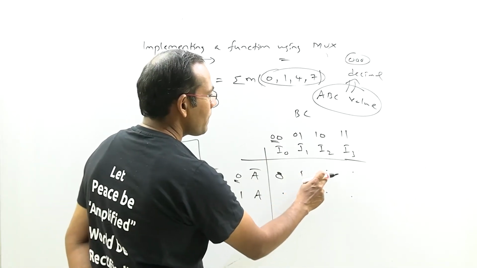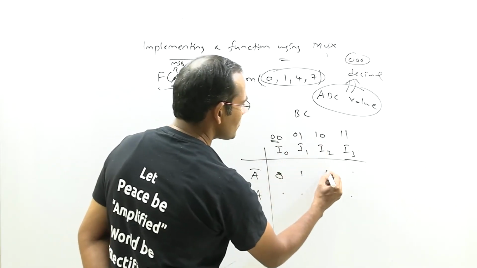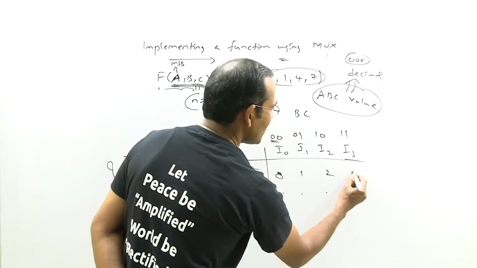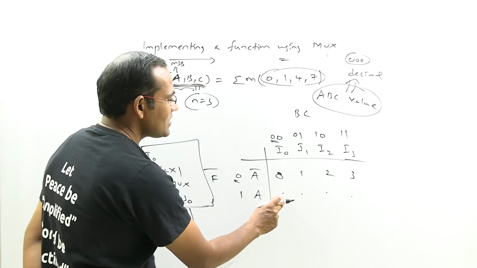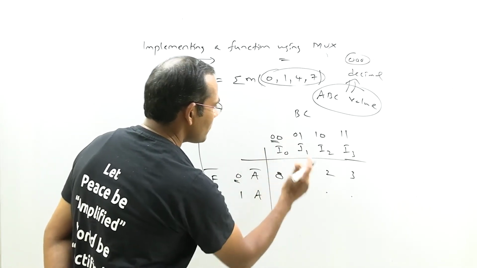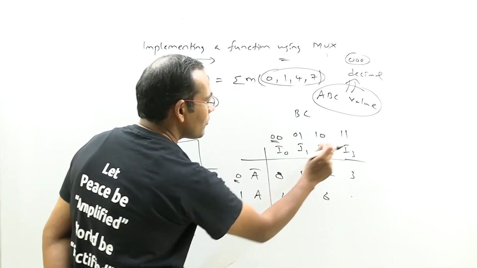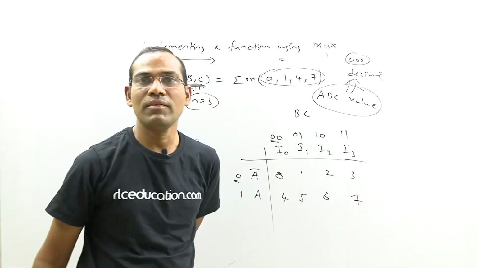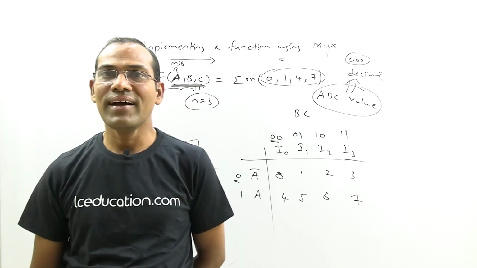And here ABC is 0, 1, 0, so 2. Then here the value is 0, 1, 1, so 3. Here ABC is 1, 0, 0, 4. 1, 0, 1, 5. 1, 1, 0, 6. 1, 1, 1, so 7. Three ones means 7. Then write the values like this, ABC values at each position.